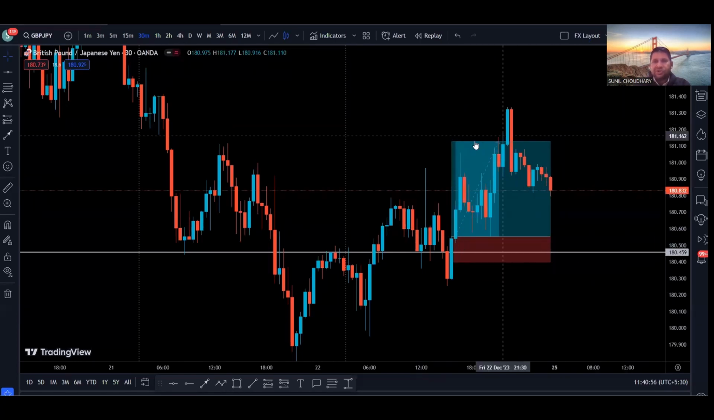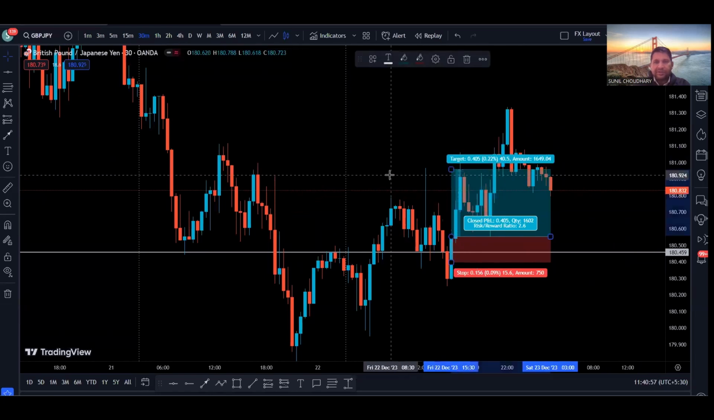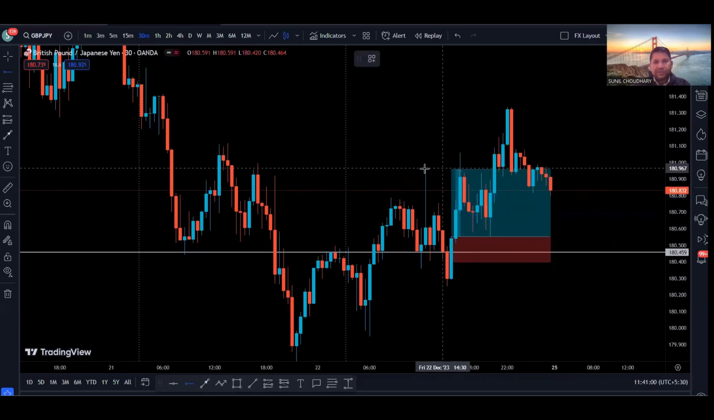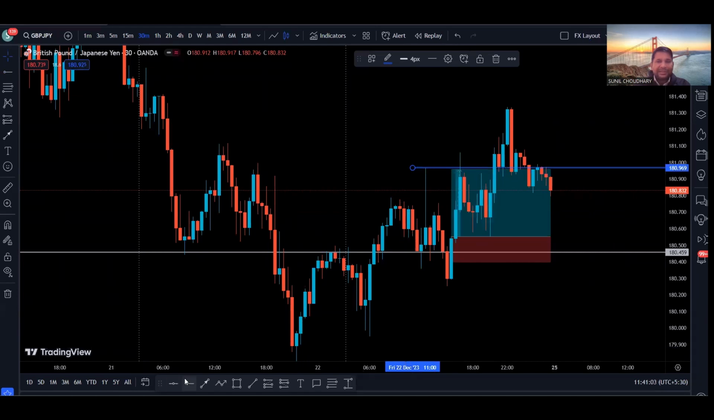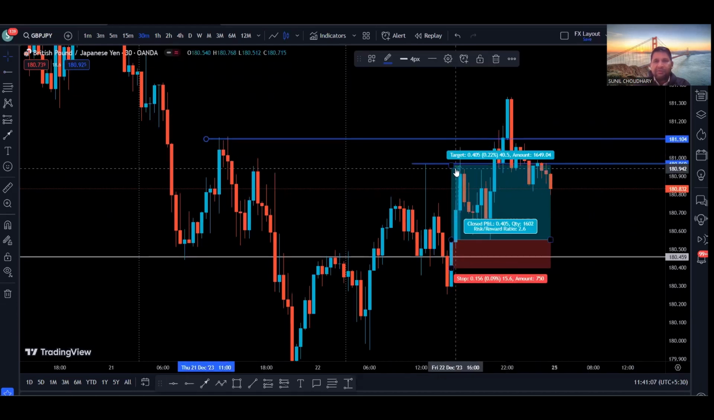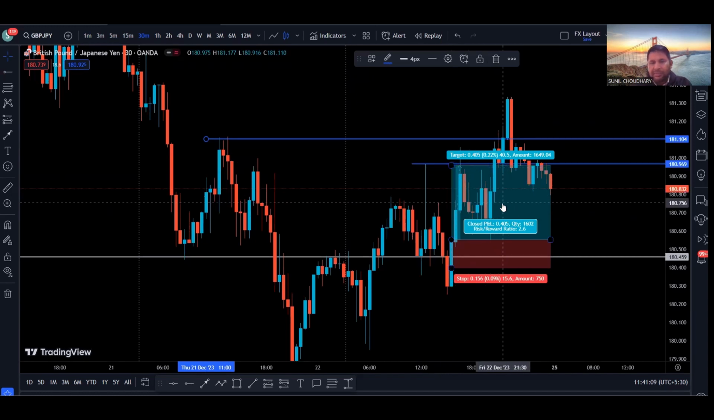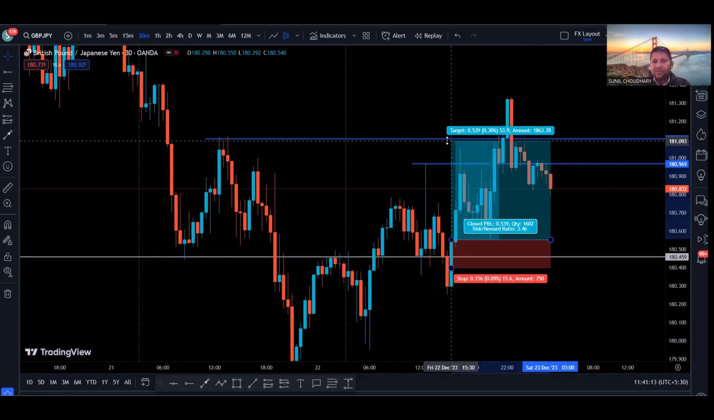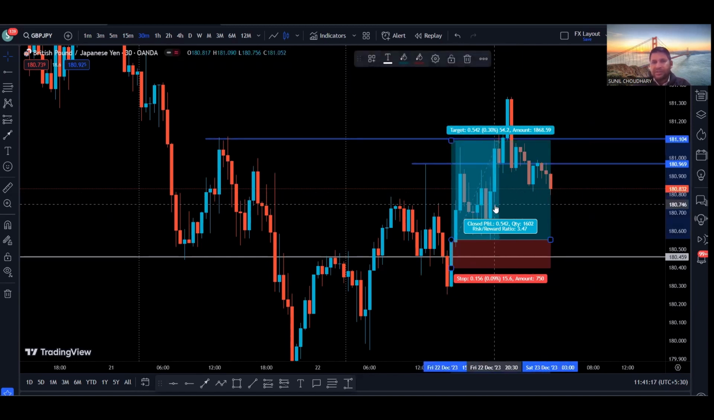In terms of the reward, this one should be our target. This one is our first target, and once we break this resistance, then this one is going to be the next target. Even if we keep it here, it's going to be around 2.5 risk reward, and if you get this one, it's more than 3.5 risk reward with this trade.